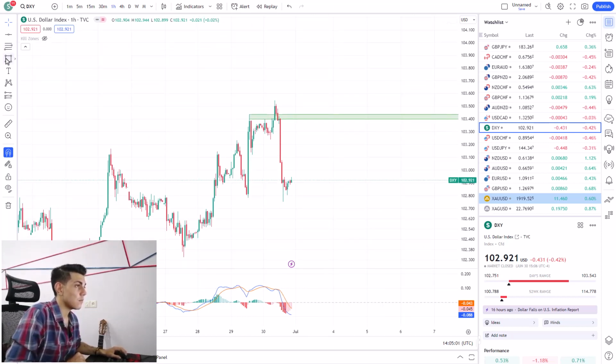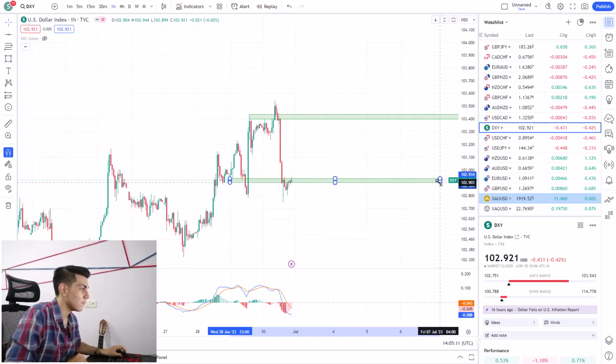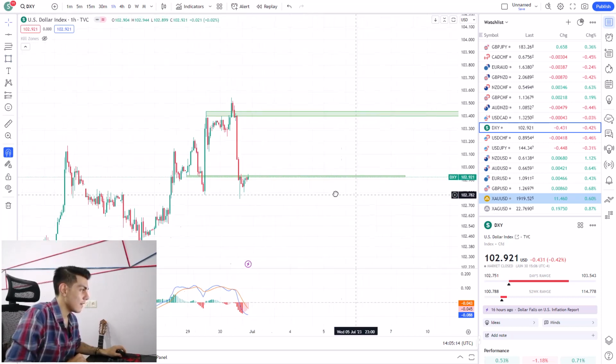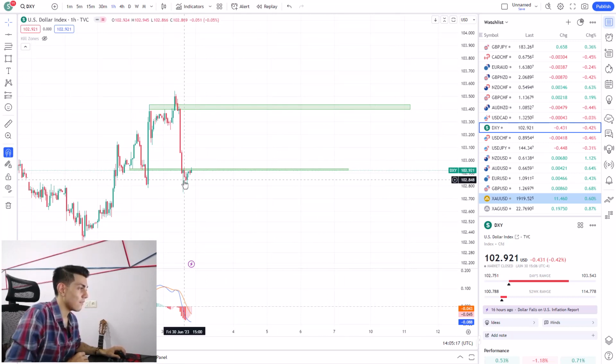And recently the DXY has taken another support below it, which was made by these two equal lows. Let me extend it for you a little bit. And as you all can see, we have a clear pullback and a reaction to the area.